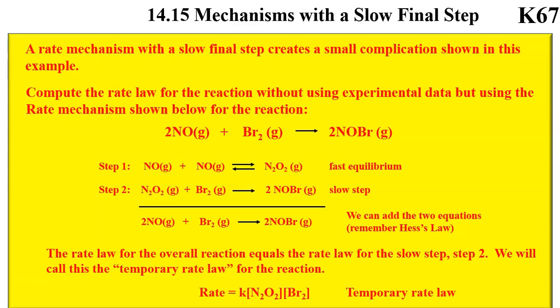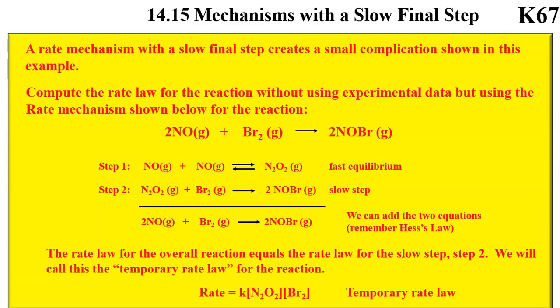Okay, now we're going to look at a different situation. This one's a little more complicated. And this is a rate mechanism for a slow final step. So the second step of the two is the rate determining step. It's the slow step. And that creates just a small complication. So compute the rate law for the reaction without using experimental data, but using the rate mechanism shown below for the reaction 2NO plus Br2 produces 2NOBr. So let's look at the two reactions.